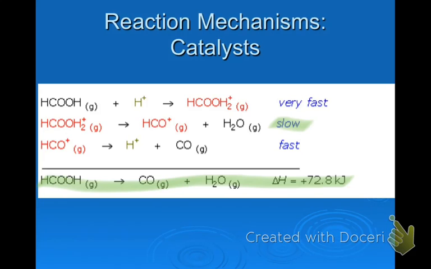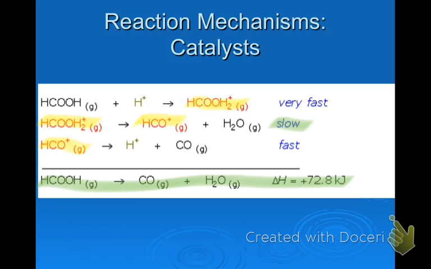There are at least 2 intermediates that I see here right off the bat. The first is this ion, HCOOH2 positive, right there, which is made in step 1 and used up in step 2 completely. And then you have one more, HCO plus, another cation, is made in step 2 and then immediately used up in step 3. So those are your intermediates.